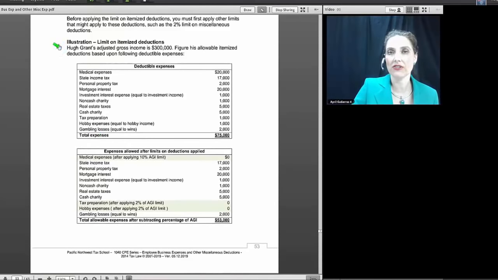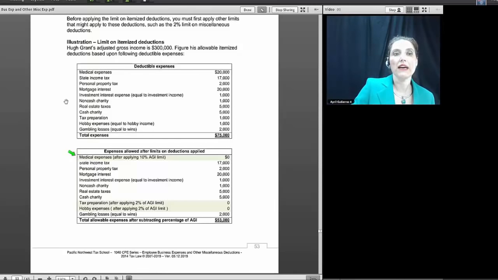And in this illustration, our character is Hugh Grant. His adjusted gross income is $300,000. He's single, so he's going to be just shortly into the phase-out range for a single filer. We're going to figure his allowable itemized deductions based upon the following deductible expenses. And we have two tables here. The first table shows his deductible expenses, and the second table shows the expenses that are actually allowed on Schedule A after figuring for any limits.